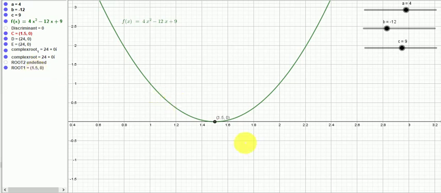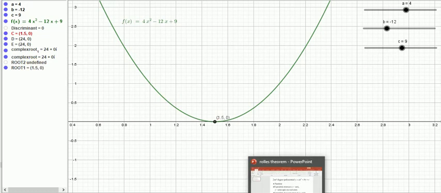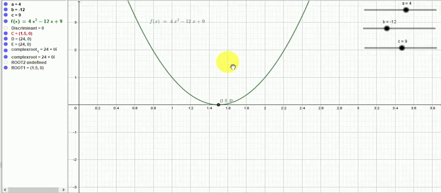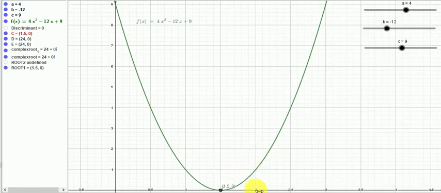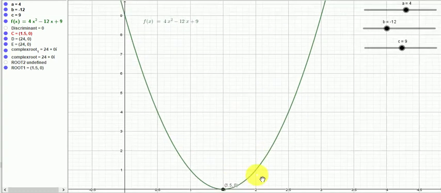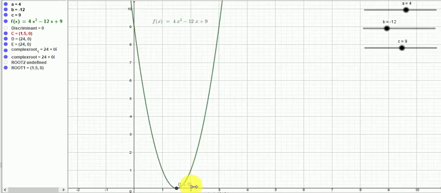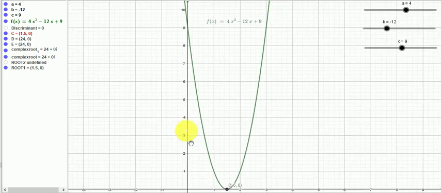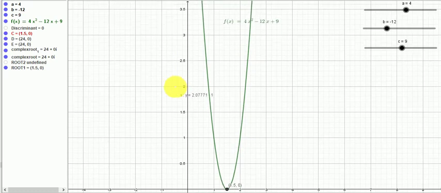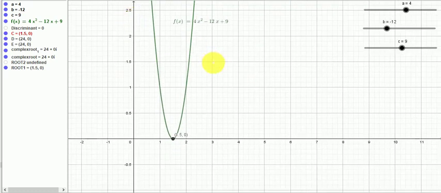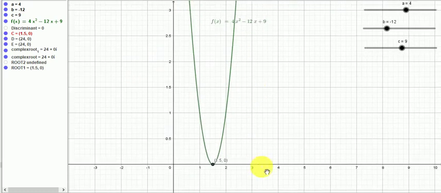And this shape is called a parabola. This shape that you can see on your screen, this is called a parabola.